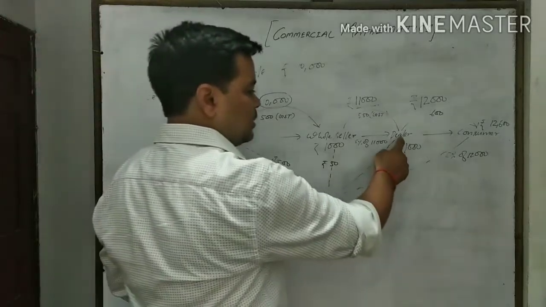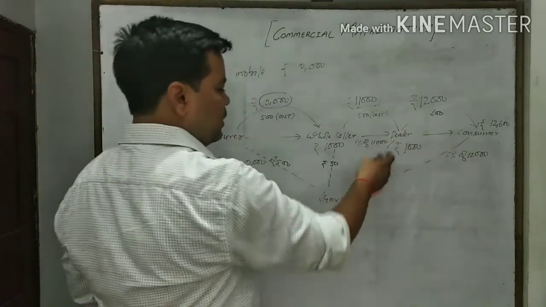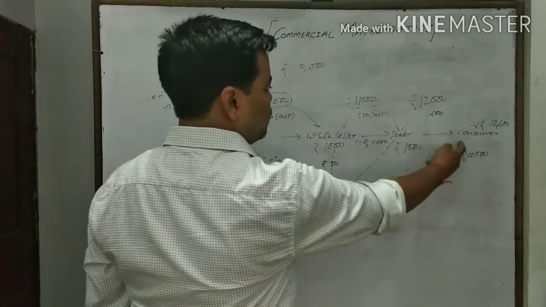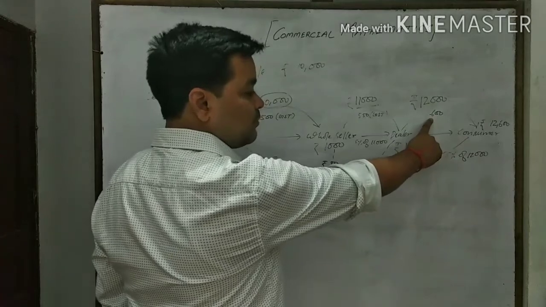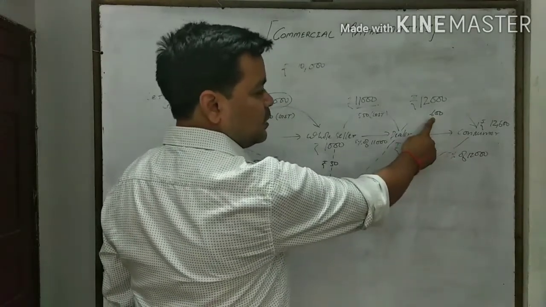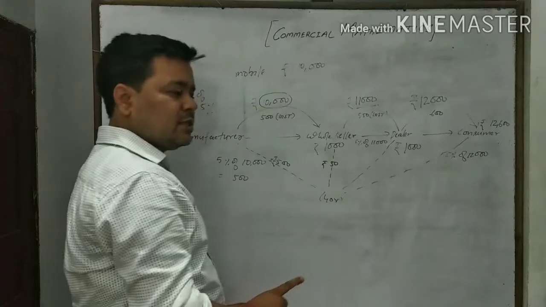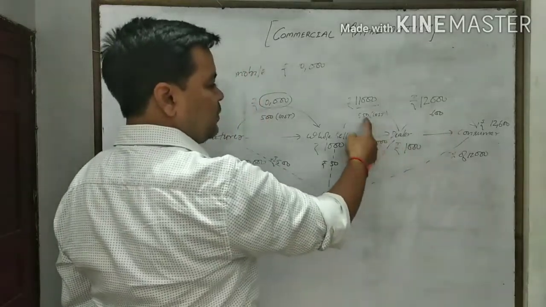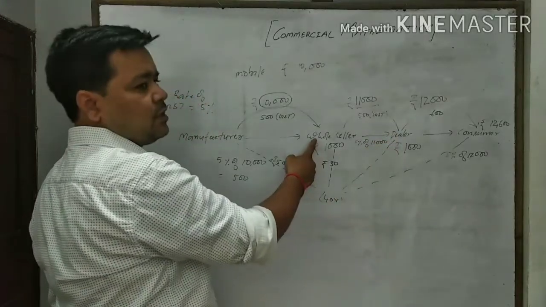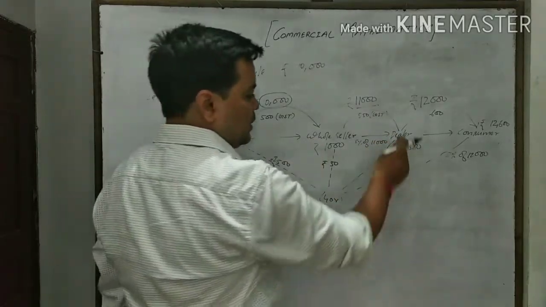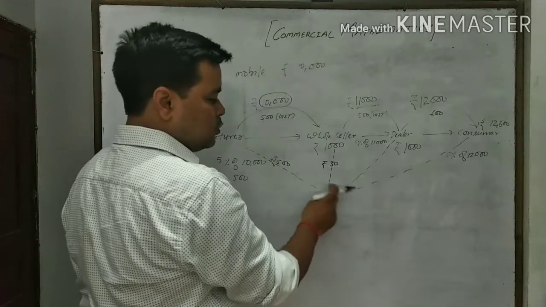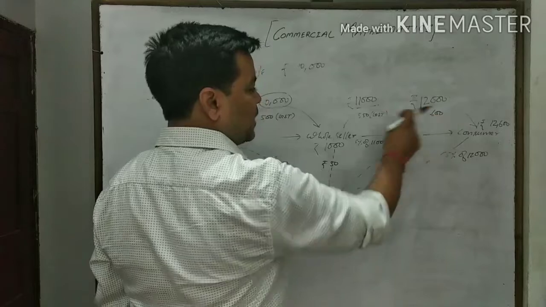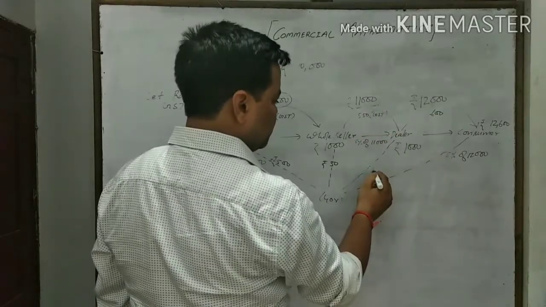Similarly, the dealer will also pay to the government. How? Because the dealer collected 600 rupees from the consumer as GST. But of the 600 rupees, 550 he already paid to the wholesaler. It means the dealer will give to the government only 50 rupees, because 600 minus 550 is 50 rupees.